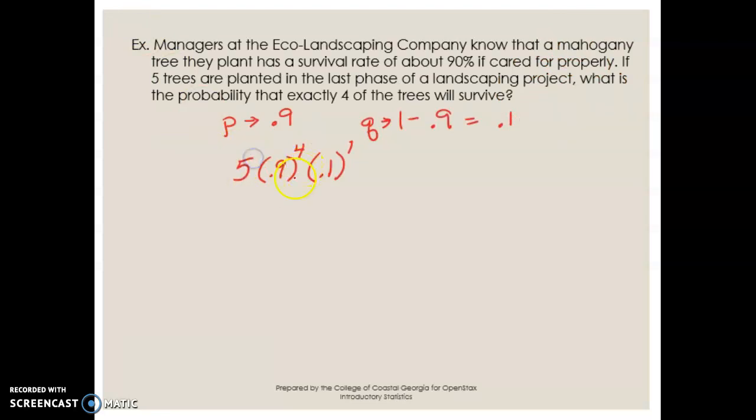It's the 5 out front, 0.9 to the 4th, and 0.1 to the 1st. So, I'll multiply that out real fast. 0.9 to the 4th is 0.6561 times the 0.1 times the 5.